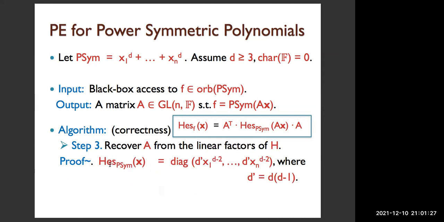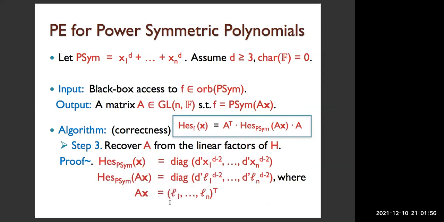Let's just first see how the Hessian of the power symmetric polynomial looks. It is just the second order derivatives, right? The power symmetric polynomial is the sum of these powers of variables. So if you take the second order derivatives, you basically get a diagonal matrix whose diagonal entries are x1 power d minus 2 to xn power d minus 2, scaled by some non-zero constant.